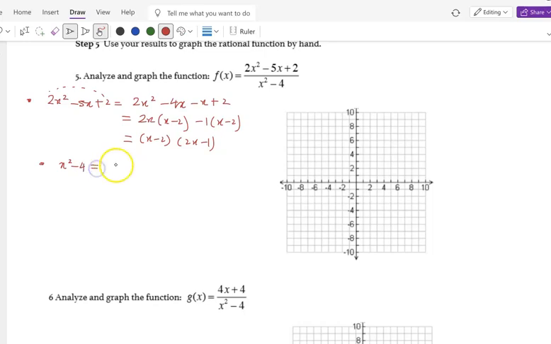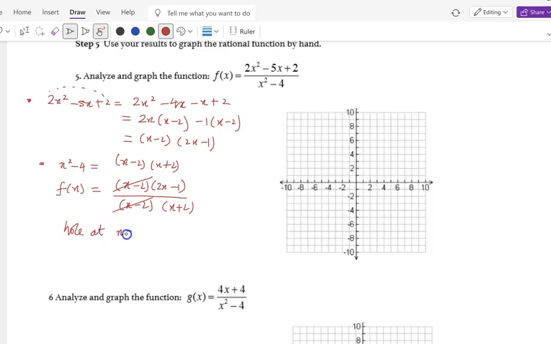How do you factorize x squared minus 4? This time, x minus 2, x plus 2. Correct. So therefore, what is my function now? So x minus 2, yeah, 2x minus 1 is in the numerator, and x minus 2. Yeah. So this cancels out? Yeah, x minus 2. So there is a hole at x is equal to 2.